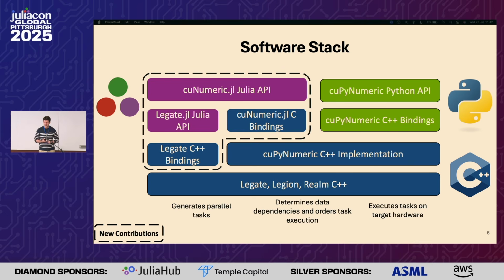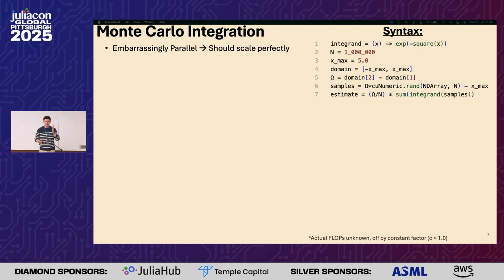So this is the high-level software stack. But now let's actually get into some results, convince you that this library does in fact work, because it does sound like a little bit of magic. At least I thought so when I first started working on this project. So the first thing we tried to do was Monte Carlo integration. The technical details of this are not that important, but the main point is that this is an embarrassingly parallel problem, so it should scale perfectly. This should be something that's really easy for Legate to handle.